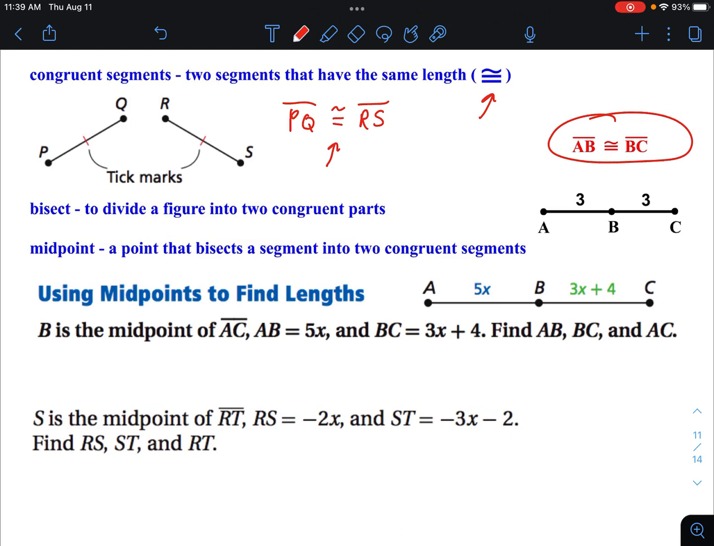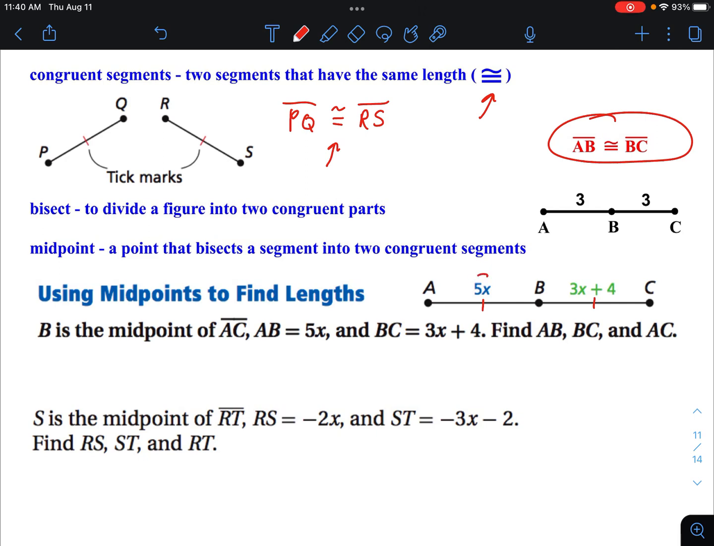So going on to use midpoint, we're still going to be using that segment addition postulate, but we're going to mix it in with some midpoints. So in this first scenario, B is the midpoint of AC, and when they tell me that, I'm going to put tick marks on there. It's a really good visual way. I would encourage you to do it as well, just to say, hey, these two parts are the exact same. And they want us to find AB, BC, and of course AC.